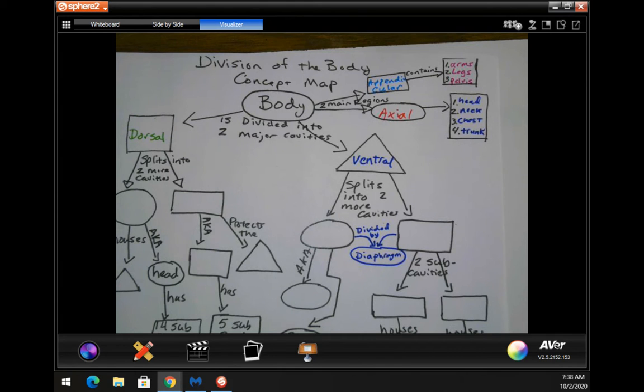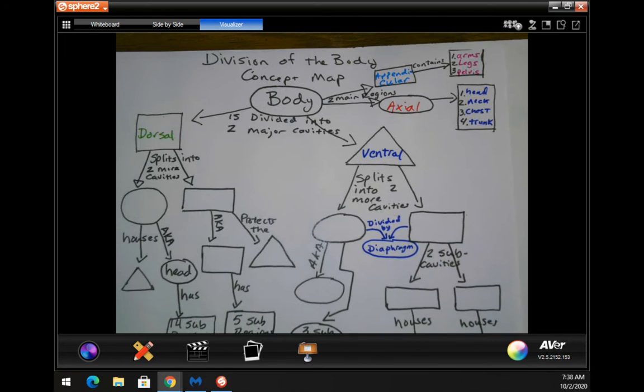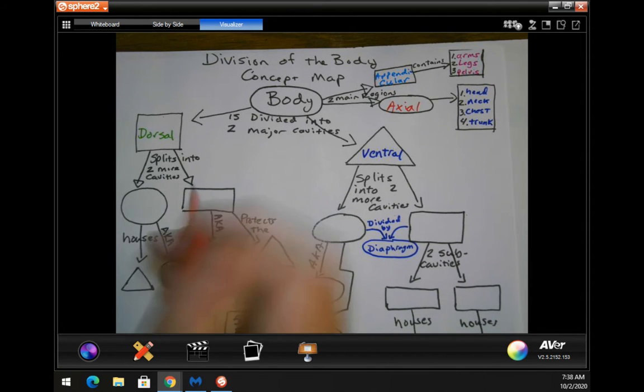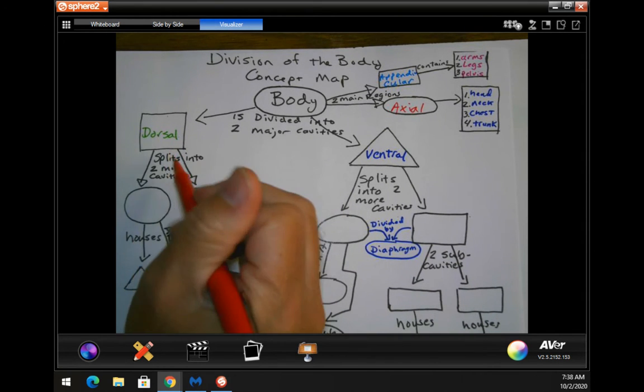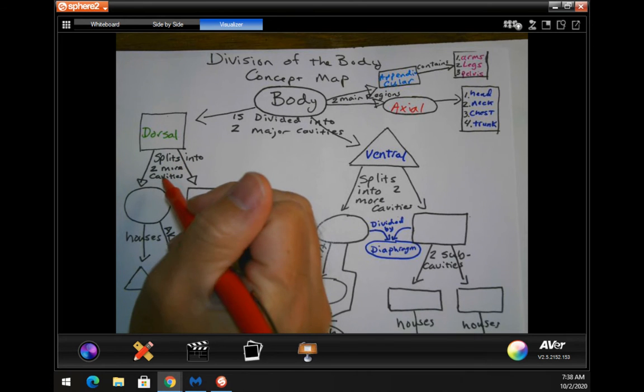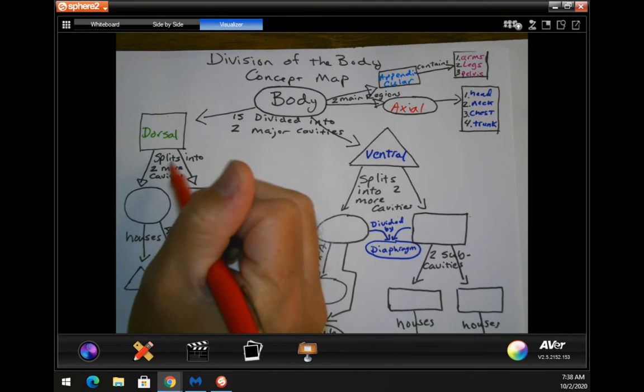Okay, so let's start with dorsal. If you want to, you can make these all green or however you want to do it. I'm going to use different colors just to let you know that it's a different concept. If that's distracting, then you do it however you want. It's your map. You do you. So the dorsal is split into two more cavities.